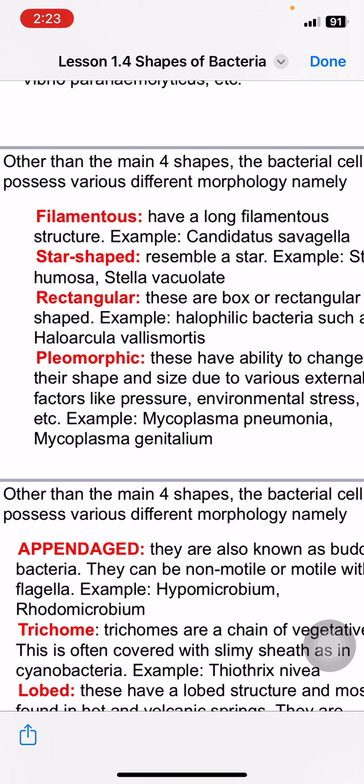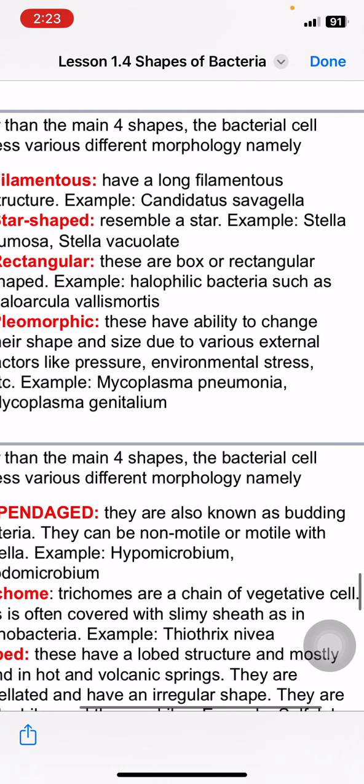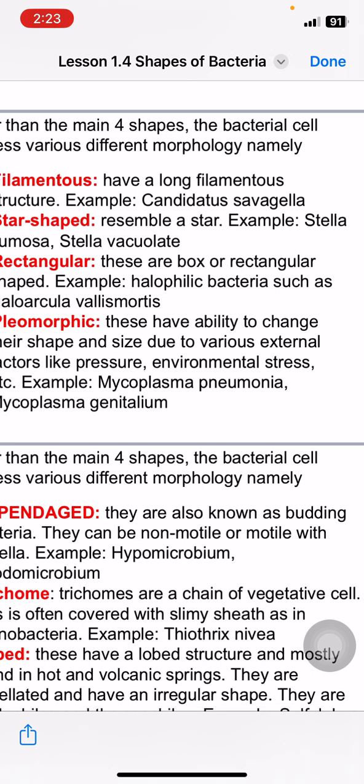And when we say rectangular, these are the Vibrio whose formation can be defined into boxes or rectangles. And lastly, we have pleomorphic. It is more particularly on the ability of the shape of Vibrio to change. Okay? So again, I want you to familiarize yourselves with the examples, so I will not be reading them.